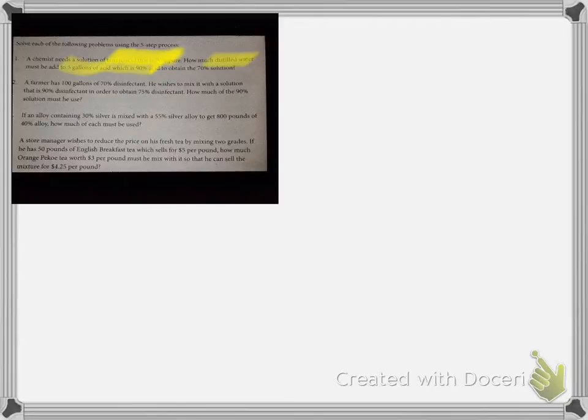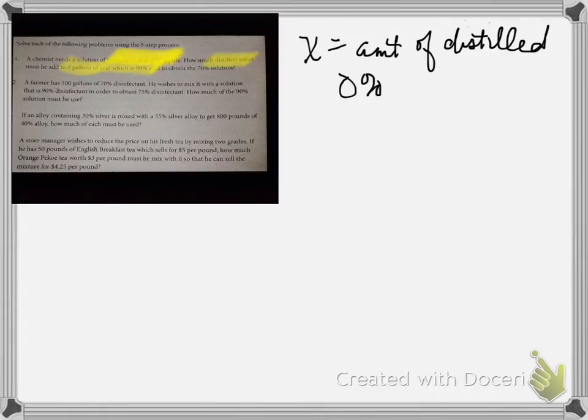So the way that we're going to do this is we're going to set it up. So one part of the problem is it tells us it's distilled water, but it wants to know how much distilled water. Well, we don't know. So X is going to be the amount of distilled water. Now, what we do know about distilled water is it has a 0% acidity factor. Okay? And it also tells us we have 5 gallons, which is 90% acidic.